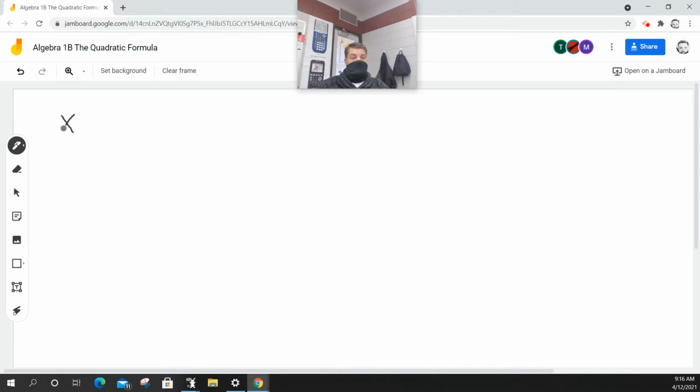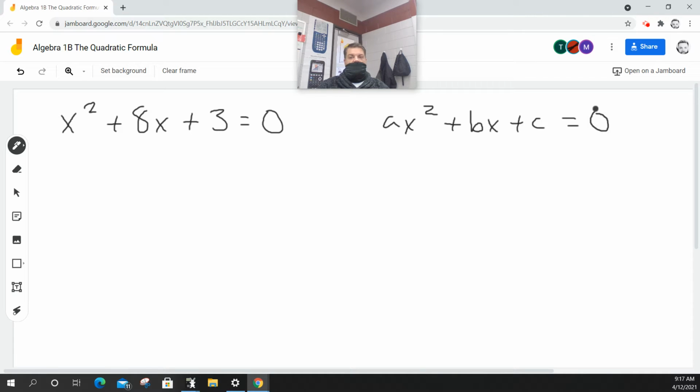So we were given this equation, x squared plus 8x plus 3 equals 0. Remember, we always want to check and make sure that we have ax squared plus bx plus c, but this is the most important part. It has to be set equal to 0.